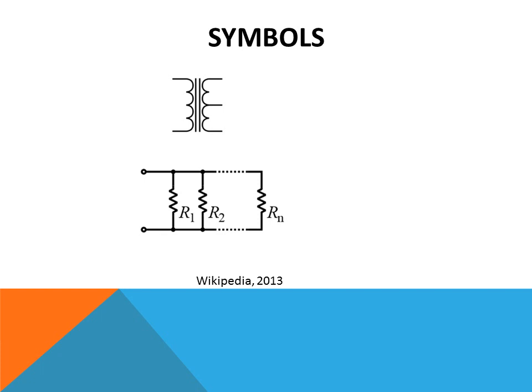234 is a float switch, which will open on a rise of level. 235 is a pressure control, normally open, and will close on increase of pressure. 236 is a pressure control, normally closed, and it will open on pressure. A couple more. 237 is a thermostat, which is open and will close on increase in temperature. 238 is a thermostat, which will open on increase in temperature.